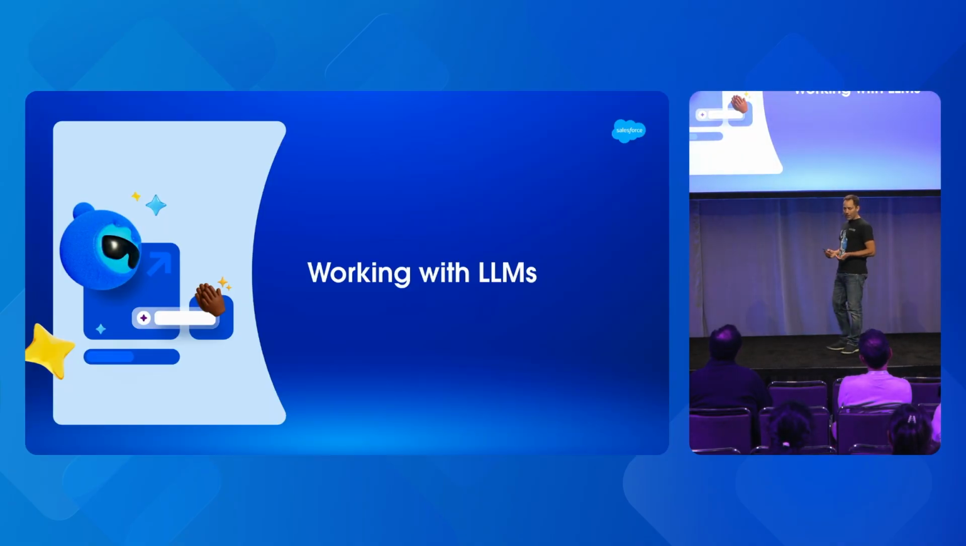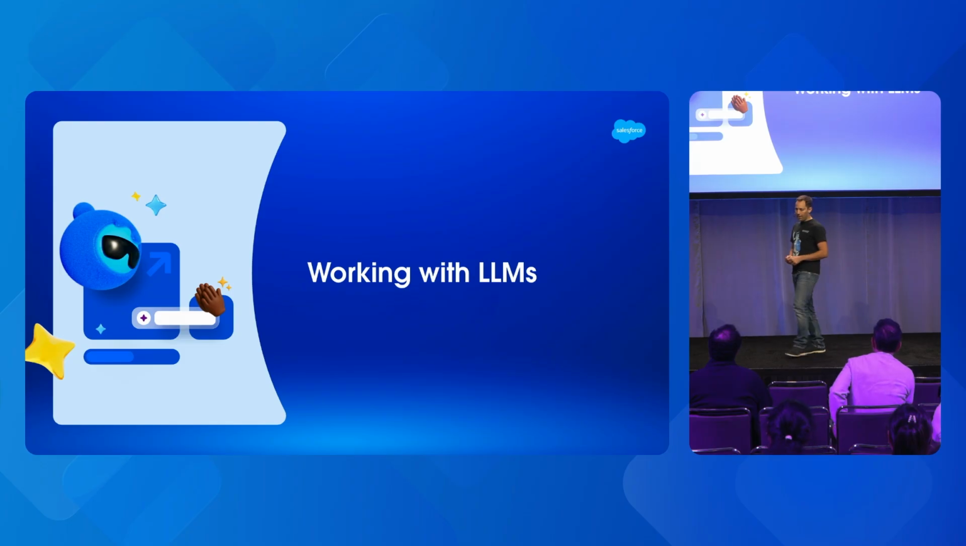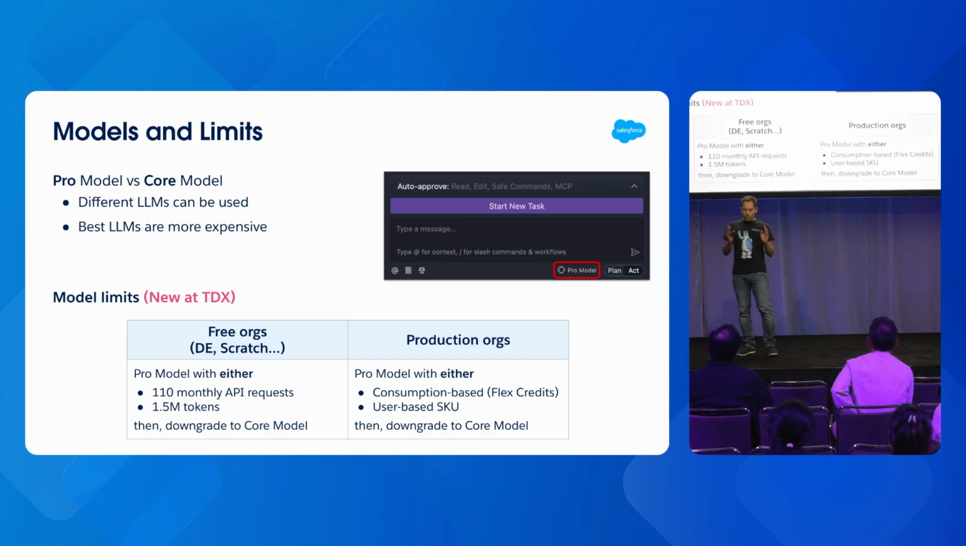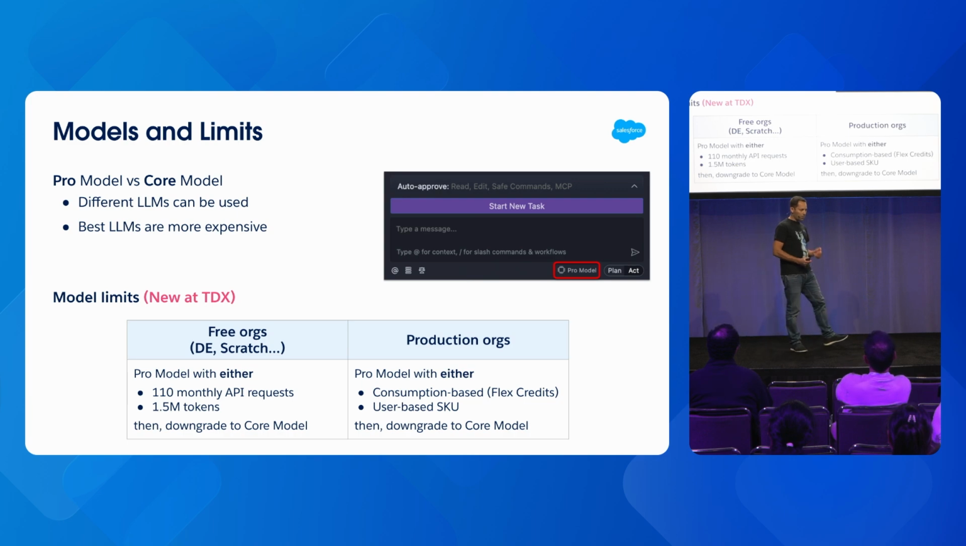So let's start to look at LLMs in the context of Agentforce Vibes. When you work with LLMs in Agentforce Vibes, there are multiple models that are supported. These are grouped into two main categories. There is the Pro model and the Core model. By default, you'll be working with the Pro model, whether you're using a free Scratch org or a production org with a paid-for license. And then, at some point, you may end up being downgraded to the Core model.